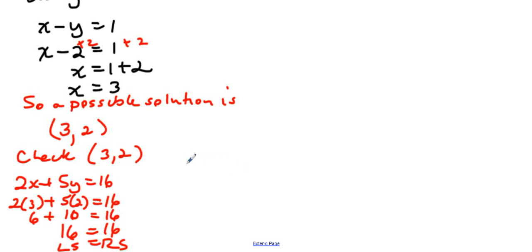Okay, let's check that other equation. It was x minus y equals 1 was the original equation. So we're going to substitute in 3 for x, 2 for y. We do get 1 equals 1, left side equals right side. There we go. All right.